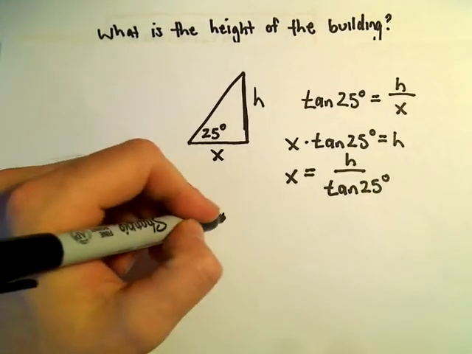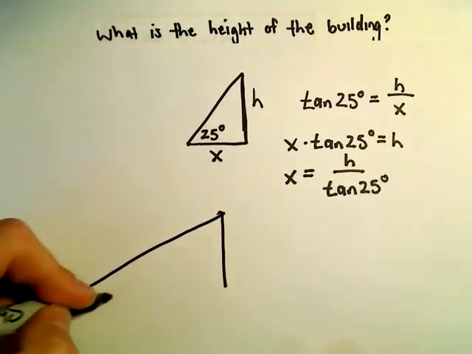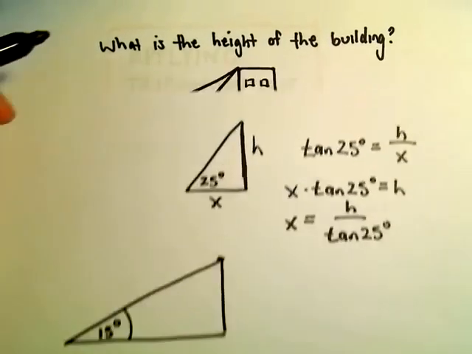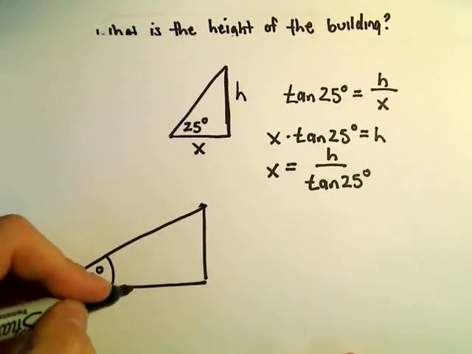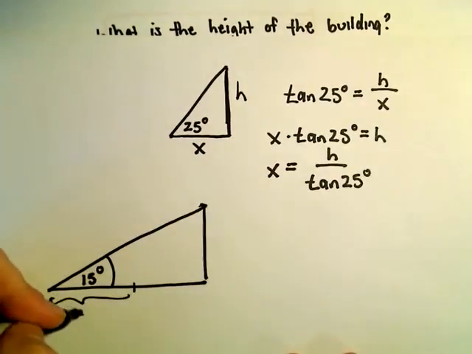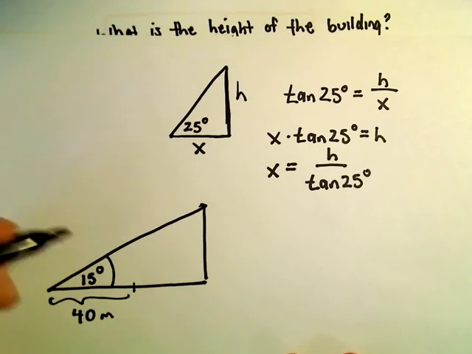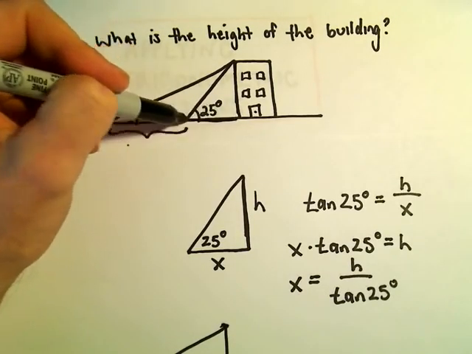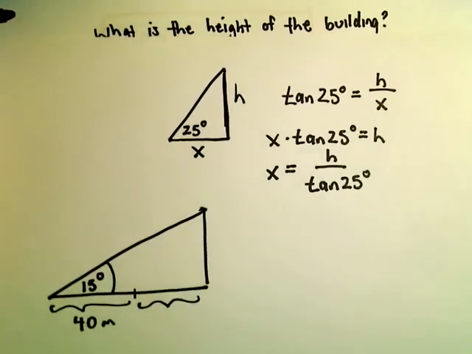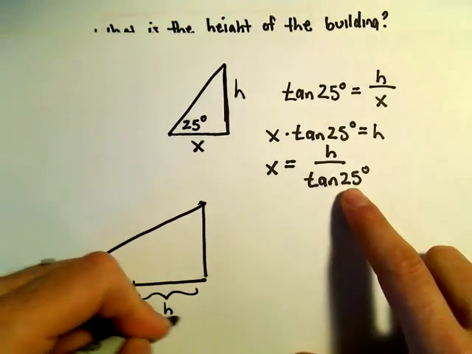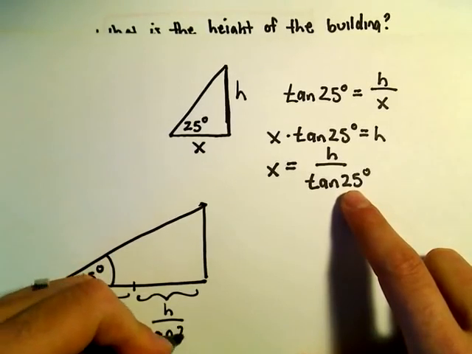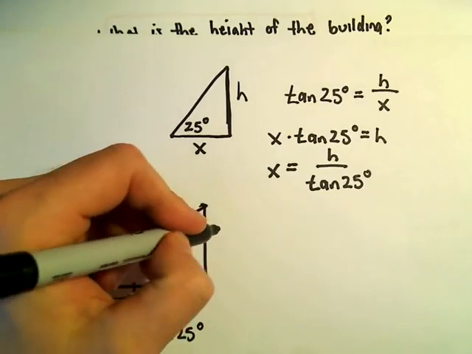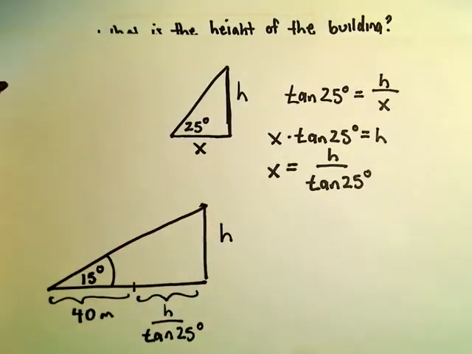Okay, now I'm going to think about this larger triangle. We have this bigger triangle. We knew that that was 15 degrees. We knew that part of the distance was 40 meters. That was given to us. The rest of the distance, though, we've just solved. That's going to come from the other triangle, and we've just figured that out to be h over tangent of 25 degrees. And again, we have the big height here still on the right side.